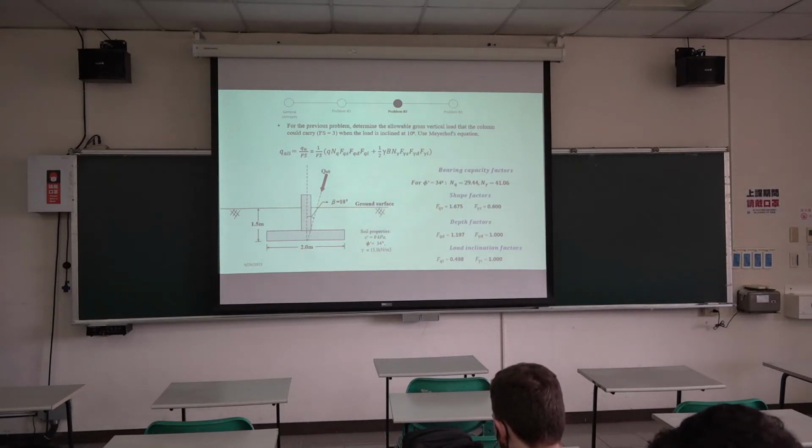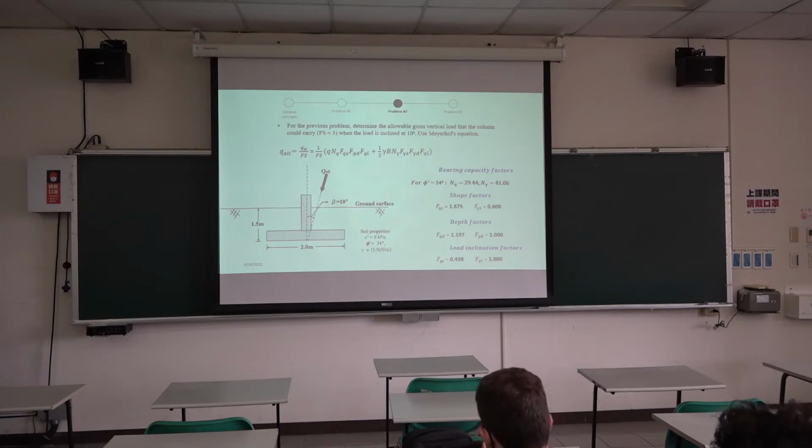Yeah, so just a reminder, this is the equation for the bearing capacity. Once you input all these values, you divide by the factor of safety, you get that, then you have to multiply it by the area. This is a square footing, so the area is 2 by 2, it's going to be 4 meters squared.